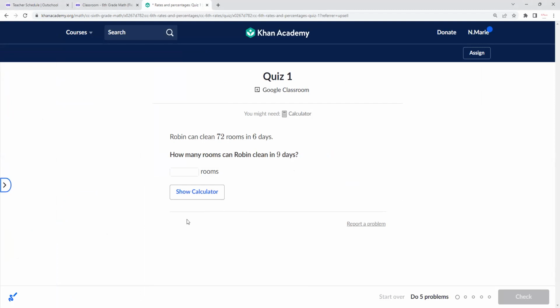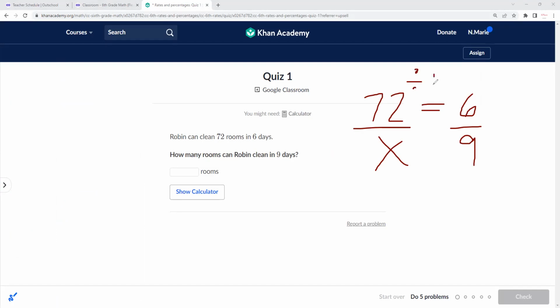Robin can clear 72 rooms in 6 days. So if Robin can do 72 rooms in 6 days, how many can Robin do in 9 days? So 72 divided by what gets you 6? 72 divided by 12 gets you 6, or 6 times 12 gets you back to 72.